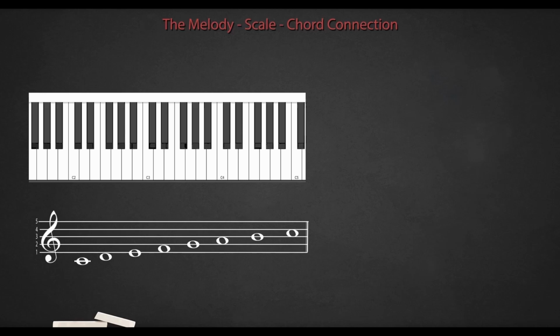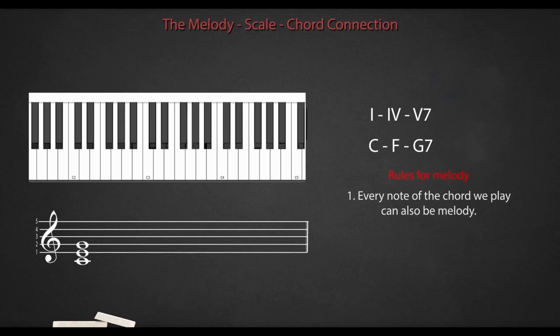Let's use the basic chords of C major scale. Which are they? First, fourth, and fifth with 7. So, C, F, and G7. C chord consists of C, E, and G notes. How can I make a melody with C chord? Three simple rules. Every note of the chord can also be a melody. We can have C chord with our left hand and play a melody with our right hand with C, E, and G notes.